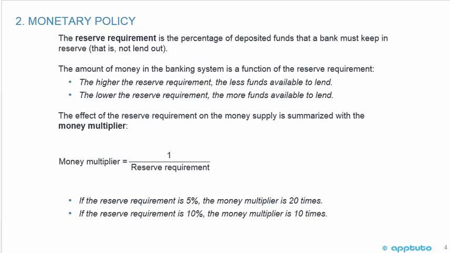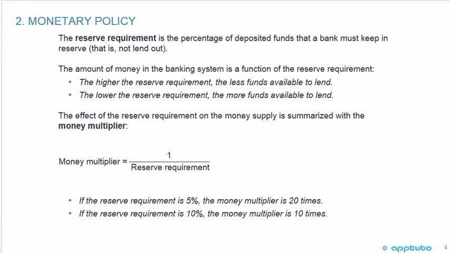The reserve requirement is the percentage of deposited funds that a bank must keep in reserve, that is, not lend out. The amount of money in the banking system is a function of the reserve requirement. The higher the reserve requirement, the less funds available to lend. The lower the reserve requirement, the more funds available to lend. The effect of the reserve requirement on the money supply is summarized with the money multiplier.